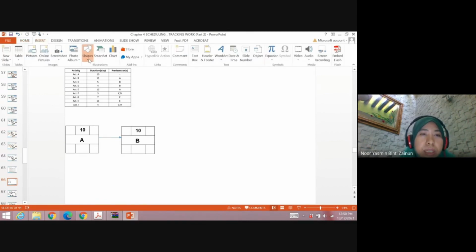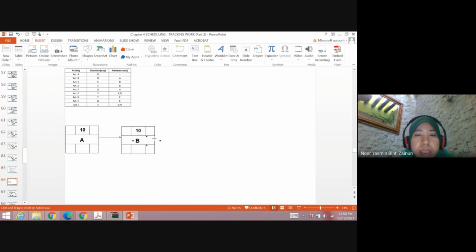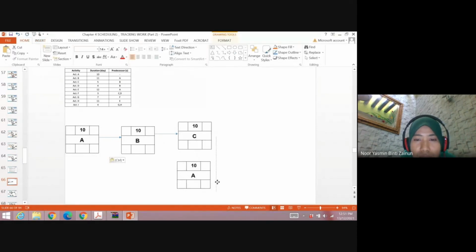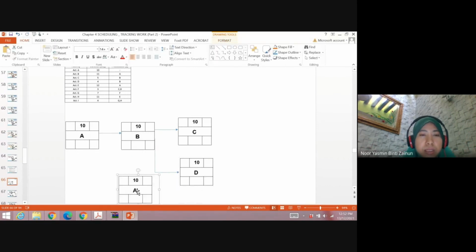Kita ada dua sebenarnya activity yang sharing same predecessor which is C and D. So you have here activity C, activity D. And then after that activity E, the predecessor is A. Means that ada lagi satu kat sini is the activity E.